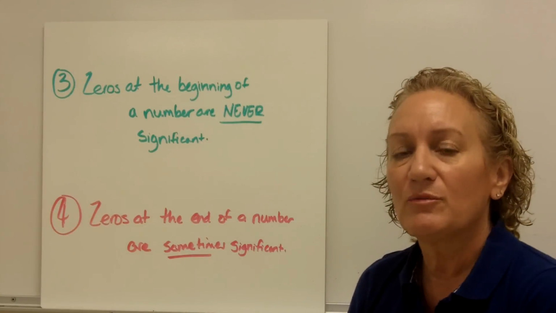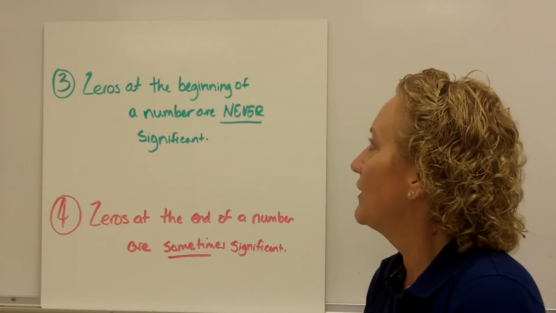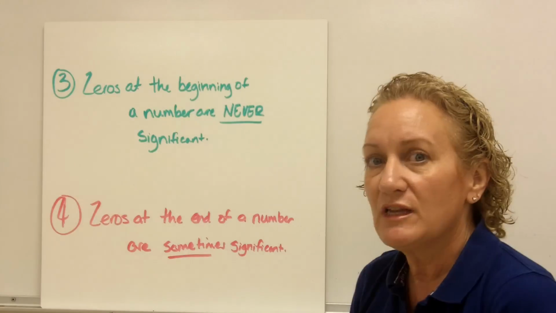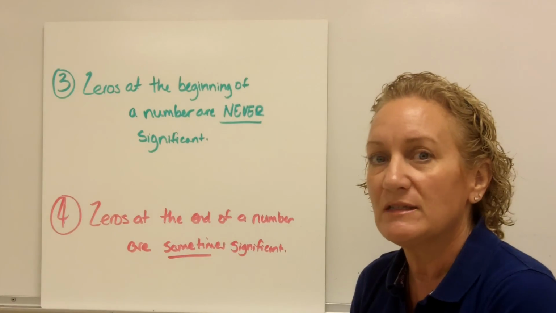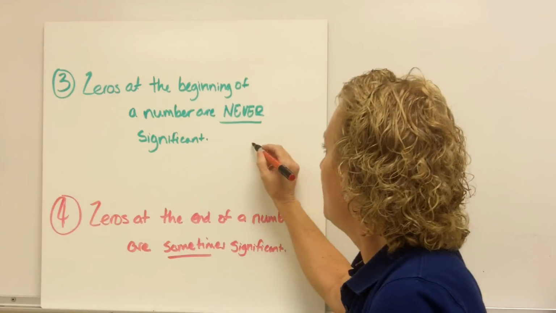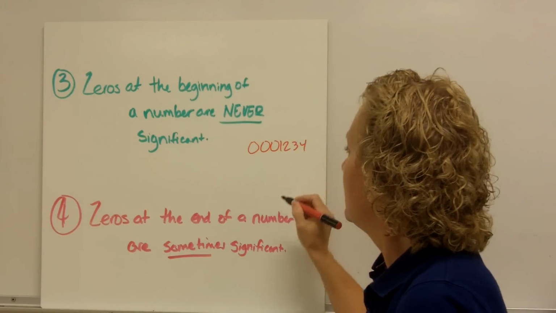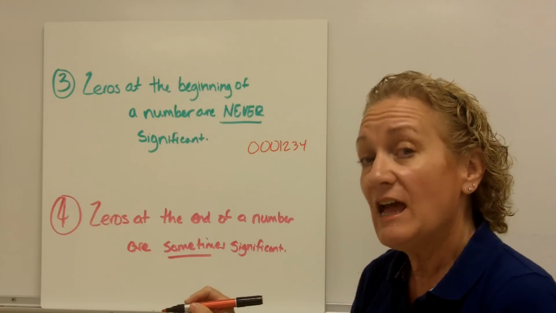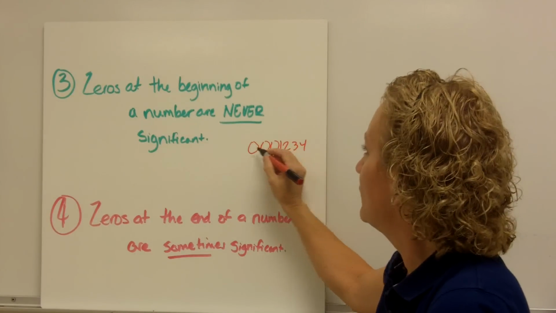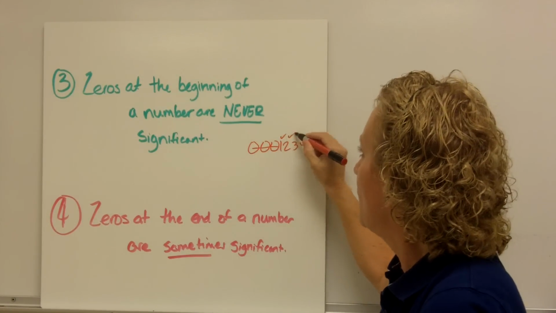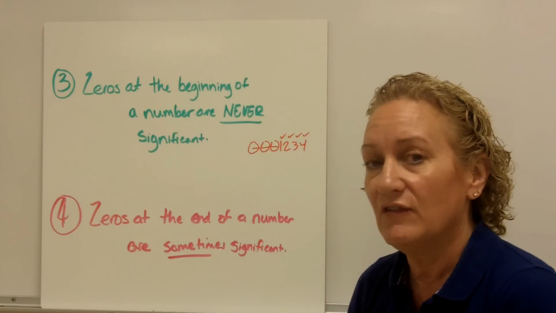All right, rule number 3, zeros at the beginning of the number are never significant. This is really important because this is the one you're going to mess up the most. So if my number was 0001234, that has 4 significant figures. These zeros are non-significant. 1, 2, 3, 4 significant figures.